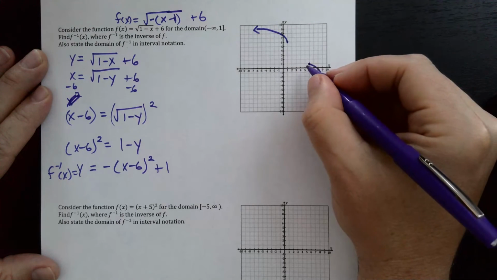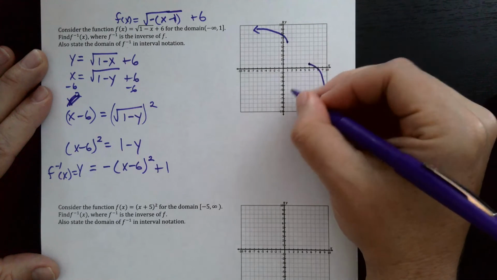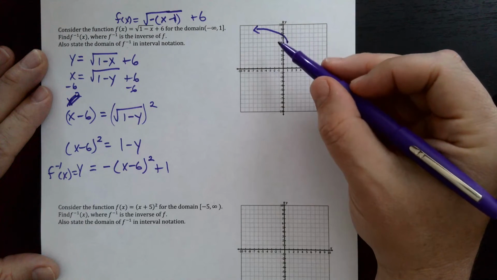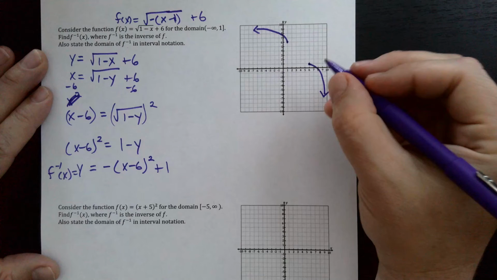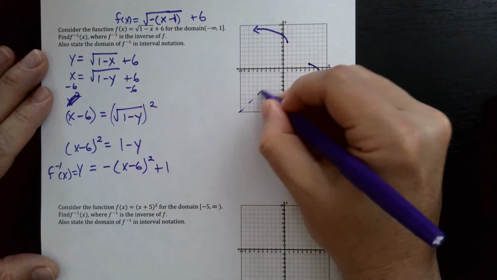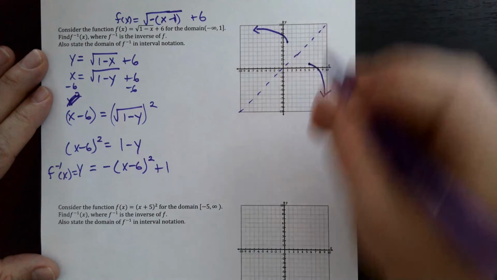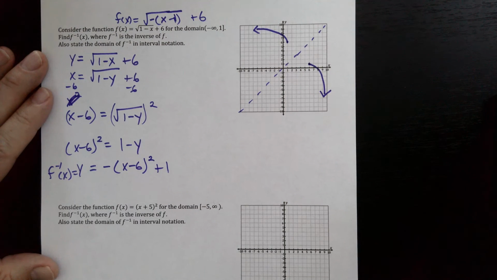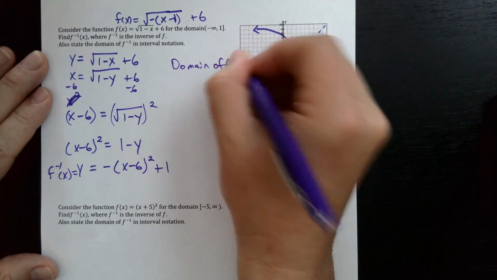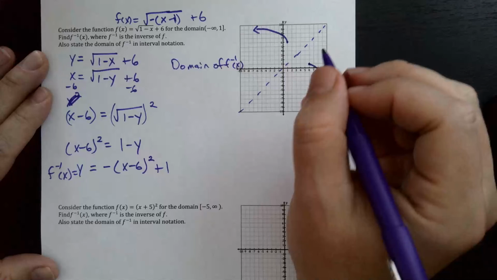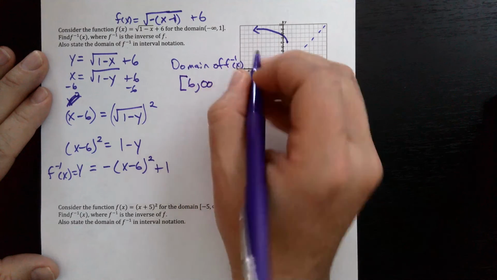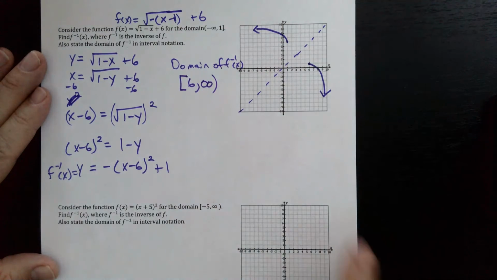Okay, so we're not going to do this side because we're restricted. The range of this one is from 6 to infinity, so the domain of this one has to be from 6 to infinity. Okay, and again, it looks like a mirror image across that. Okay, now the domain of f inverse of x is equal to 6 to infinity.